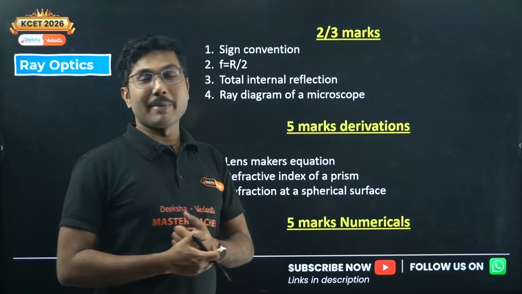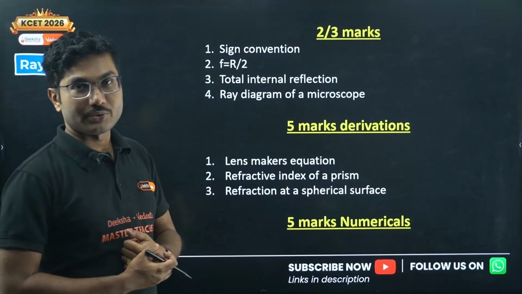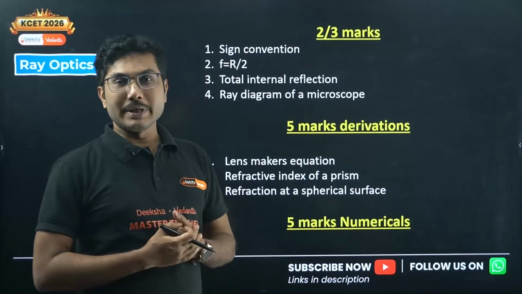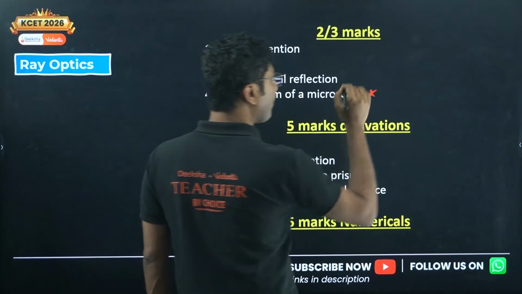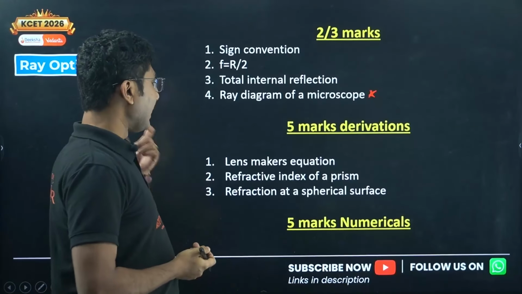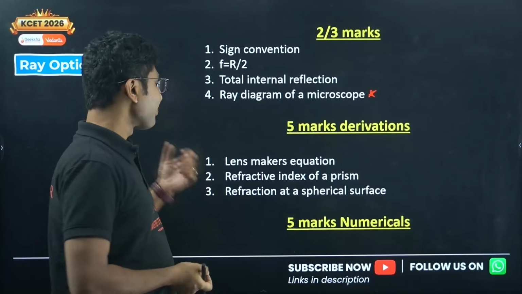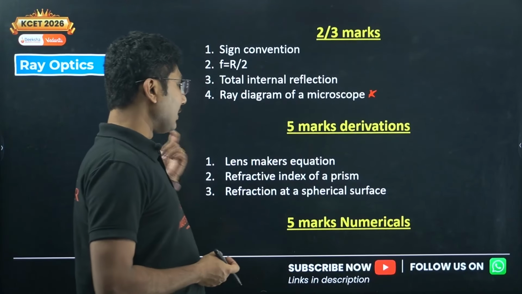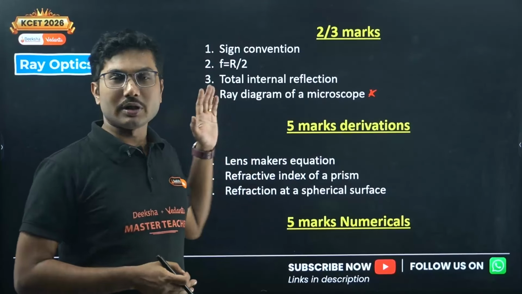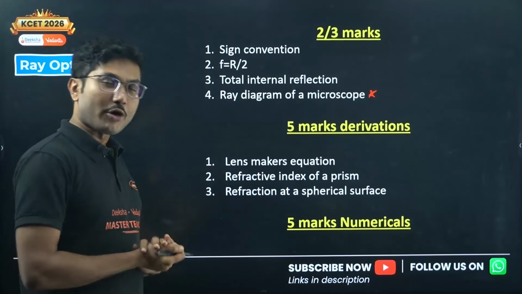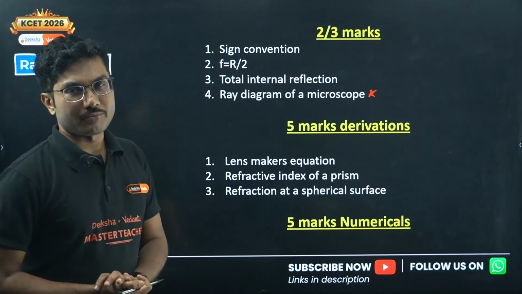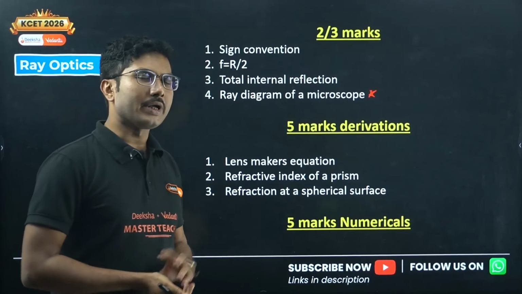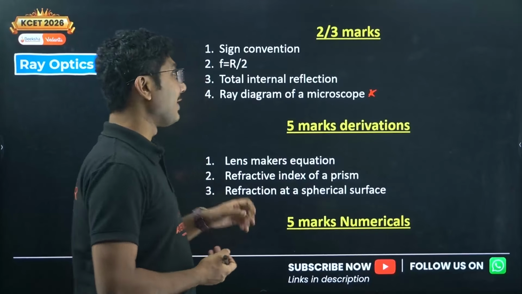Ray diagram of a microscope is there in your model question paper, so it might come, but be careful with this question. If you are answering the ray diagram, make sure you practice it at least 2 times. Next, lens maker's equation, refractive index, refraction at a spherical surface. All the 3 derivations are important for FA2. Also you will get a numerical question from this chapter, so do practice numerical questions from the chapter ray optics.